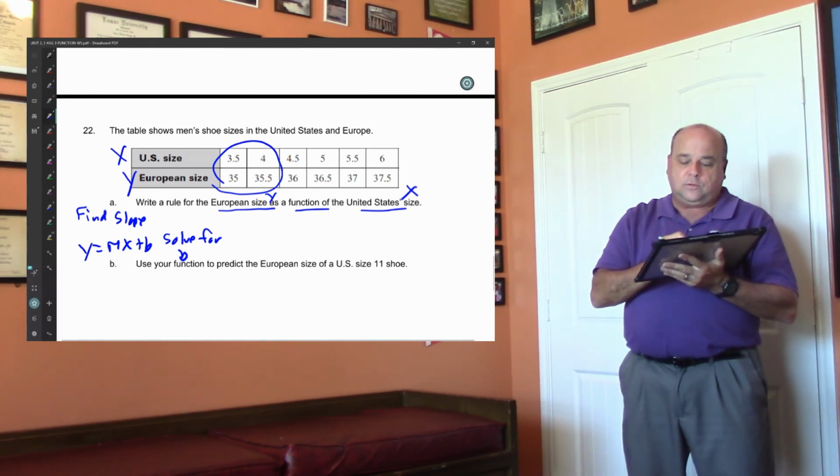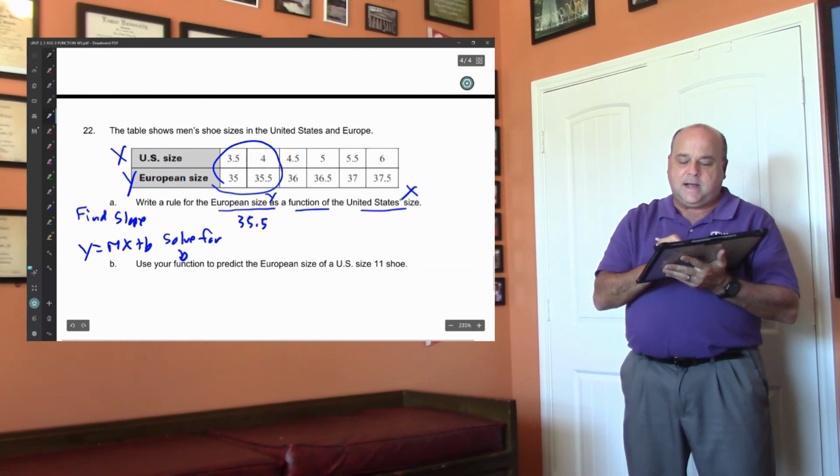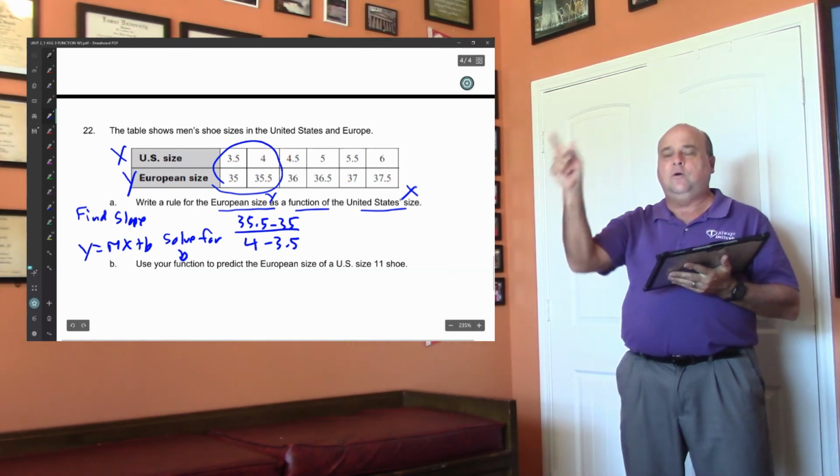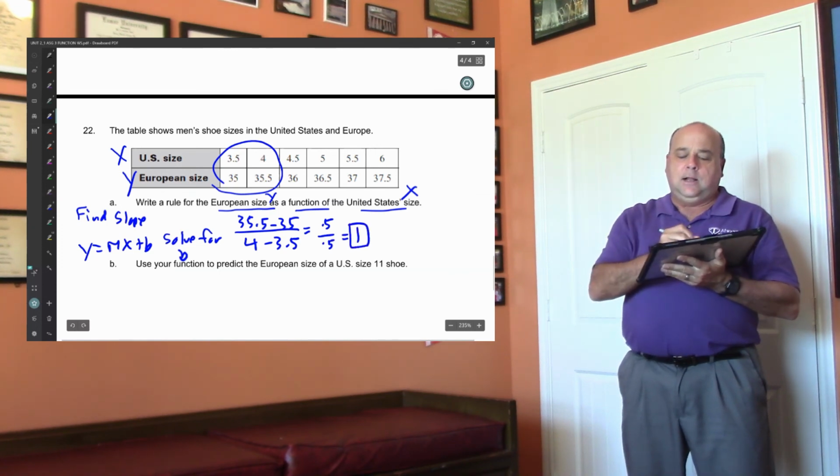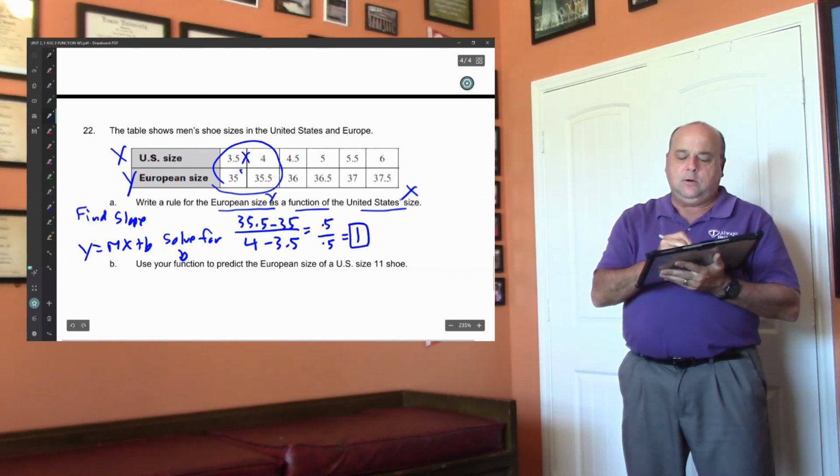So we're going to do 35.5 minus 35 over 4 minus 3.5. So I did y minus y over x minus x. I'm going to get 0.5 over 0.5, which turns into 1, right? Let me put my x and y here.